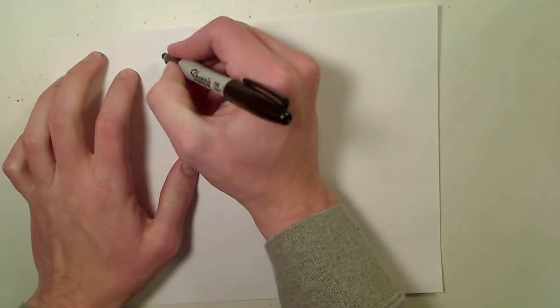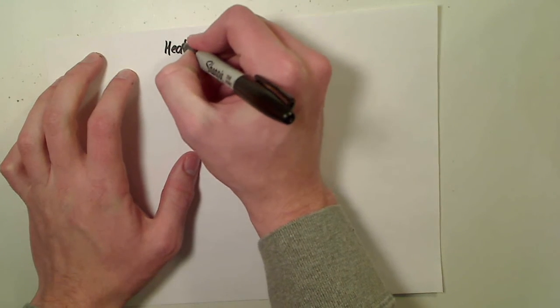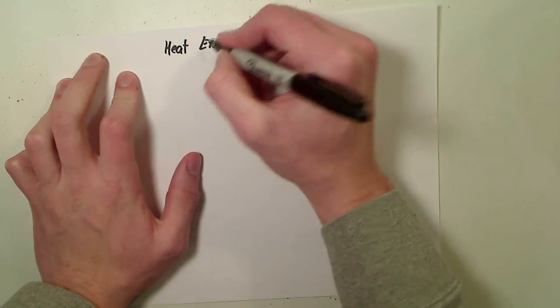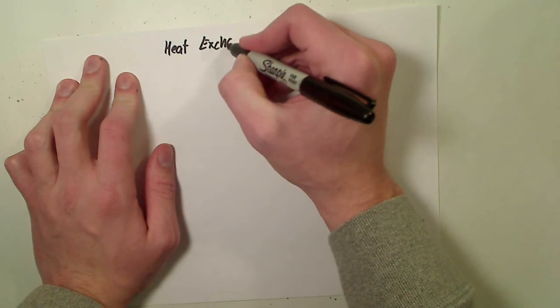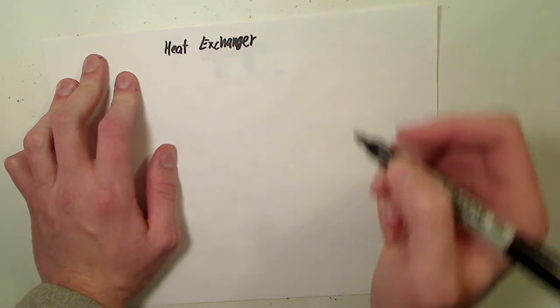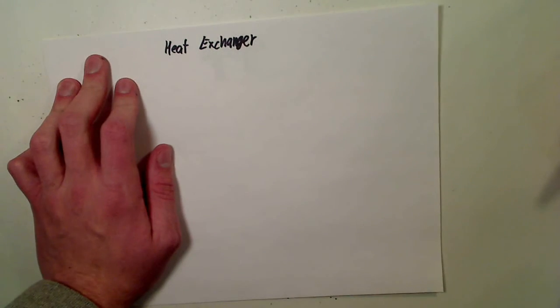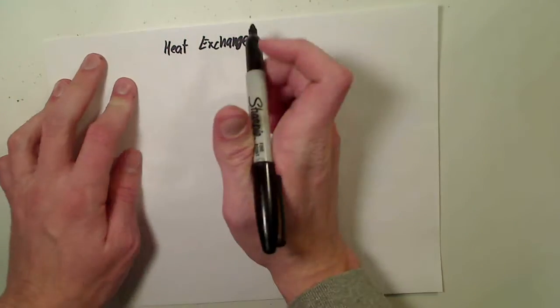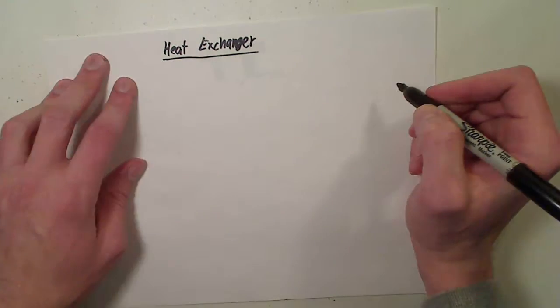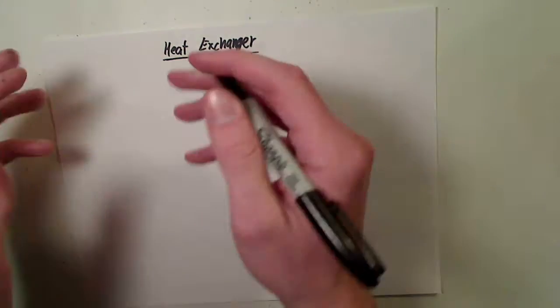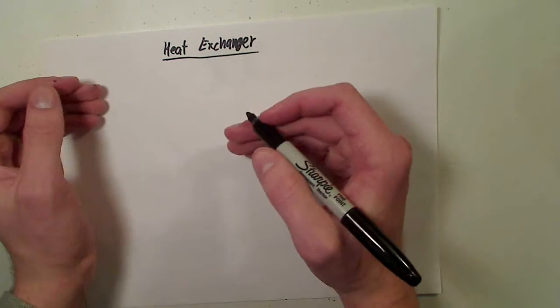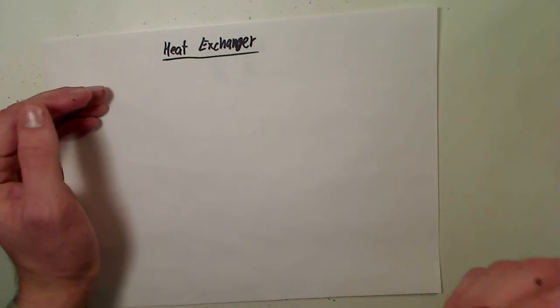So this time we're going to be talking about heat exchangers. Now, heat exchangers are actually very similar to evaporators and condensers, in that all we have to worry about is heat transfer. So what a heat exchanger does is literally move heat from one substance to another. So we're going to have a hot substance losing heat to a cooler substance, which gains it.